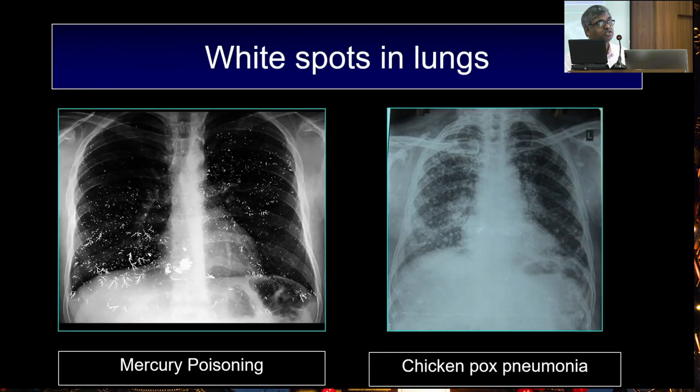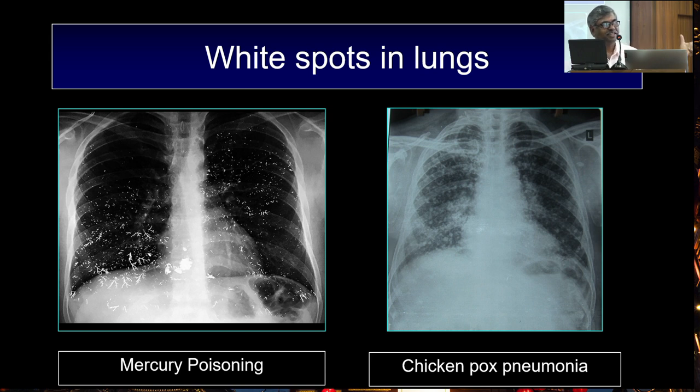This is actually an extremely interesting case which I got. On the left side, you see multiple calcified spots in the lung. What is the diagnosis? It's a post-chickenpox pneumonia. The patient had chickenpox in childhood. Still, he has a lot of calcifications. And this X-ray, any takers?